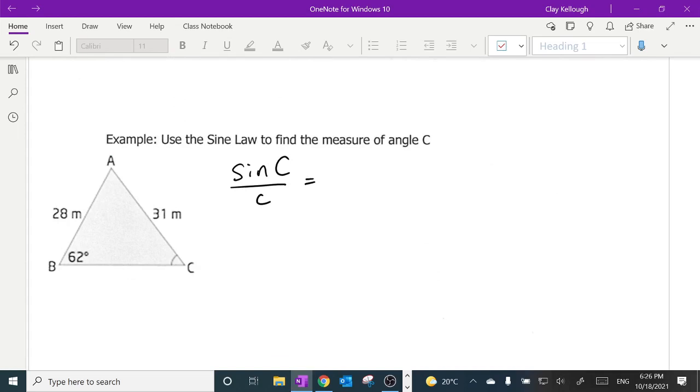Now, what do I know? Well, I know that if this is angle C, this is side C, and if this is angle B, this is side B, and aha, I know an angle across from its side. So that's the other piece of the ratio I'm going to work with.